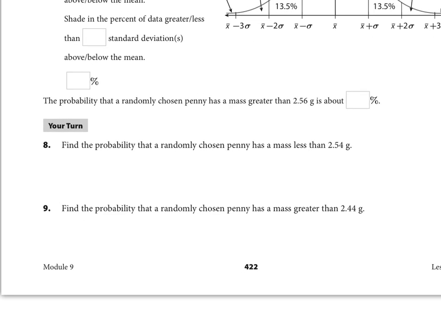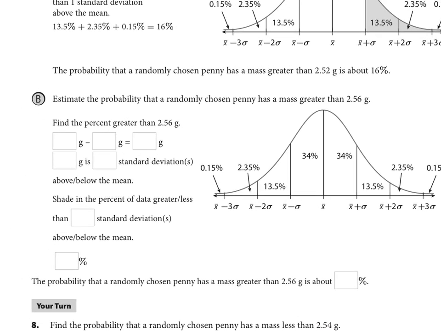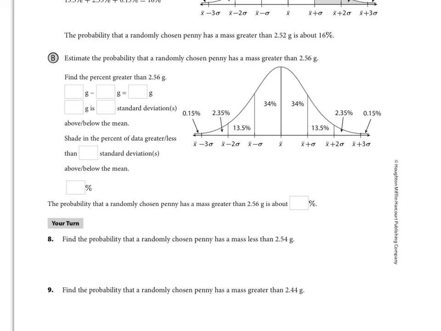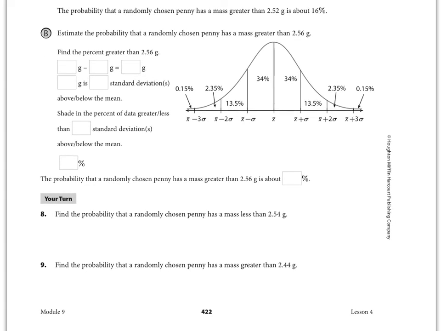Find the probability, I'm looking at number 8, that a randomly chosen penny has a mass less than 2.54 grams. So I want to make sure I have the same data here. It looks like I'm using the same exact numbers. The mean is still 2.50 grams. Standard deviation is still 0.02 grams. So let's look down here at this picture. I know 2.50 is here in the middle, plus 0.02, which means that's 2.52, and here's 2.54.